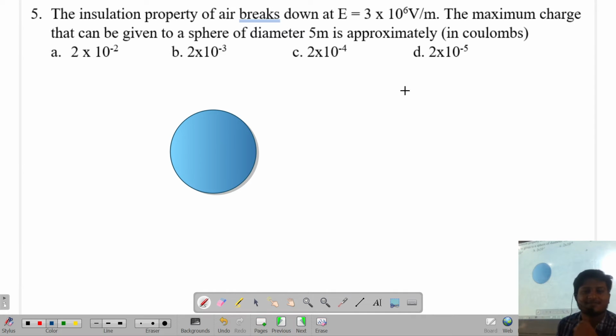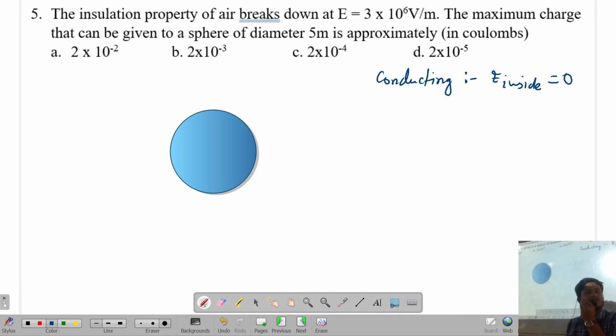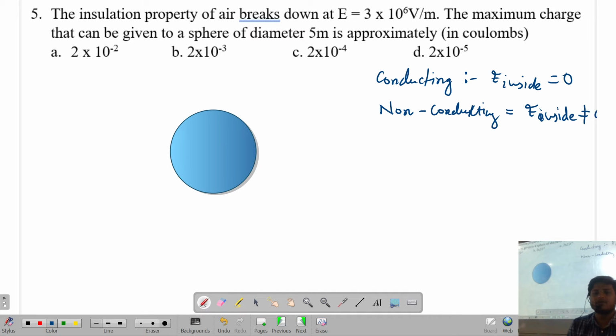Okay. So now look over it. What am I saying? For conducting, what happens? The electric field inside the region is how much? Is it zero or not? For non-conducting, there is an electric field present. So for non-conducting, the electric field inside is not equal to zero. Yes or no? Got it or not?